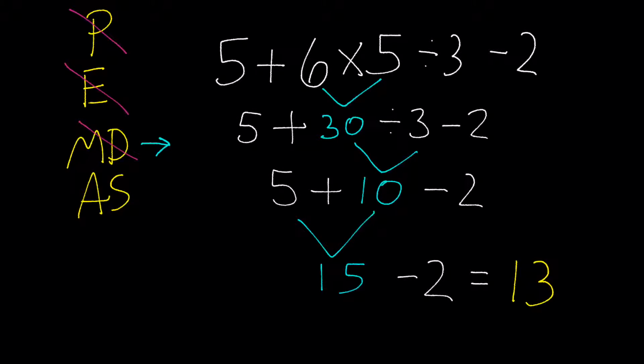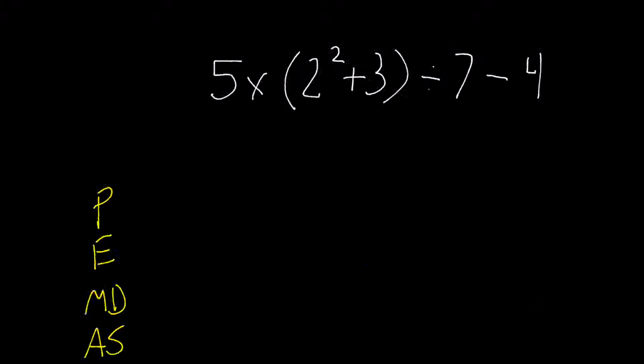Why don't you try one more? It's going to be a little tougher and use all the order of operations this time, but I think you can handle it. Let's take a look. So here it is, your biggest challenge problem to date. 5 times parentheses, 2 to the second power plus 3 end parentheses, divided by 7 minus 4.